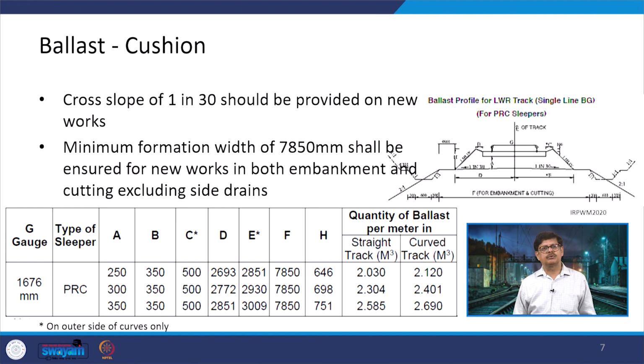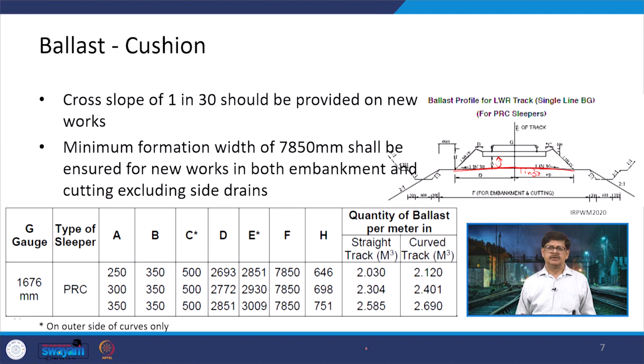Now, let us look at the cushion which is provided below the sleepers. This one is the cushion we are talking about. A cross slope of 1 in 30 is provided. That means with respect to the center line, we are going at a slope. So, this is 1 in 30. In older constructions, there may be a possibility the slope has been provided as 1 in 40.